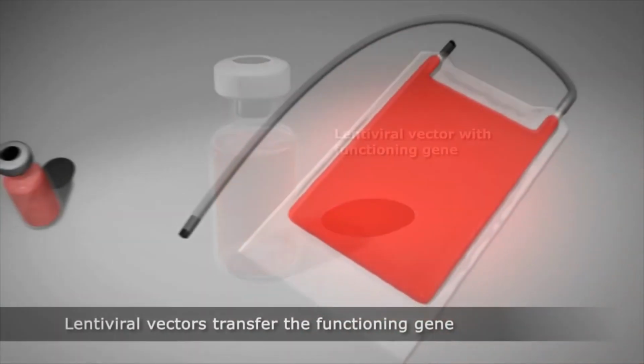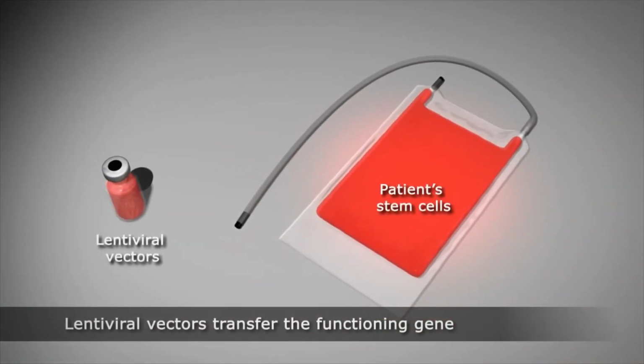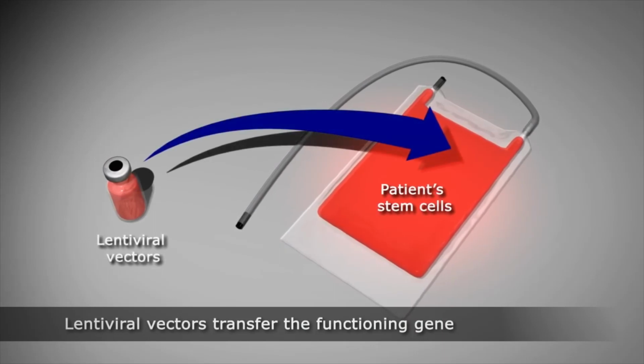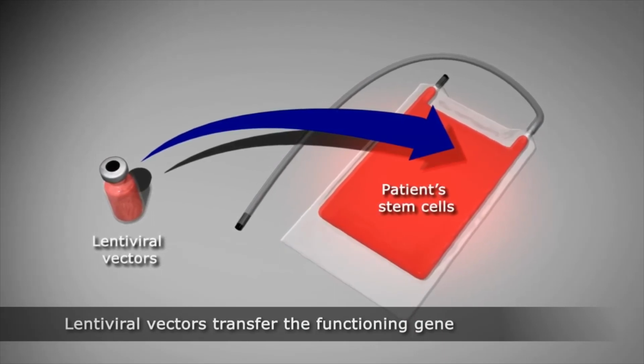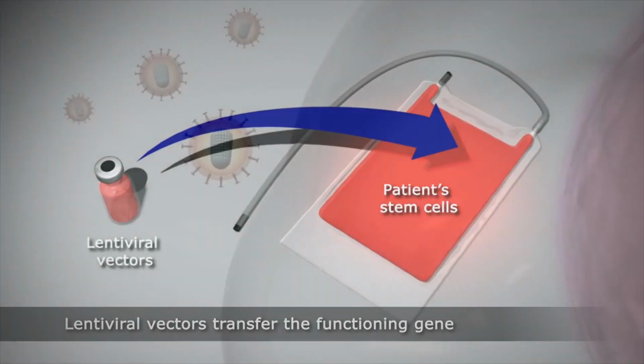The lentiviral vector delivers the functioning copy of the gene into stem cells taken from the patient. The gene is then inserted into the DNA of these cells.